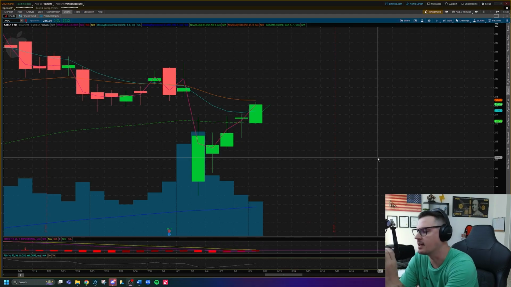Trading a stock into the gap. This is probably one of the more simple strategies that you're going to come across when it comes to trading.